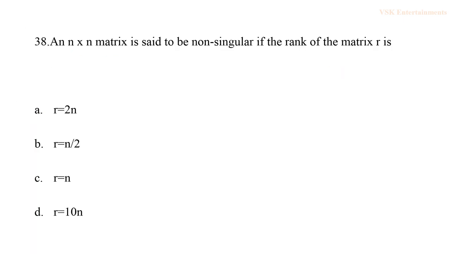Next one is, an n by n matrix is said to be non-singular if the rank of the matrix R is equal to, options are R is equal to 2n, R is equal to n by 2, R is equal to n, R is equal to 10n. Here non-singular means if the determinant of a matrix is not equal to 0. That type of matrix is called a non-singular matrix.